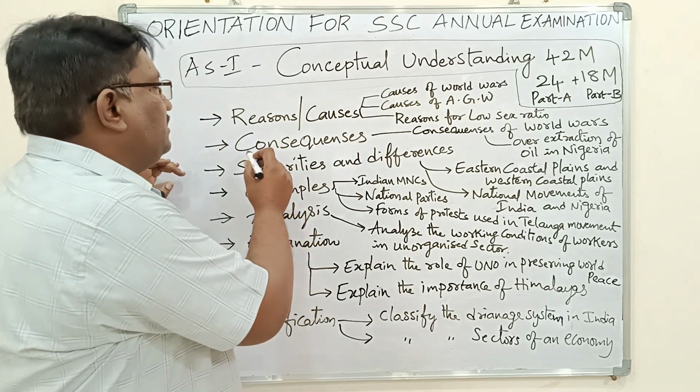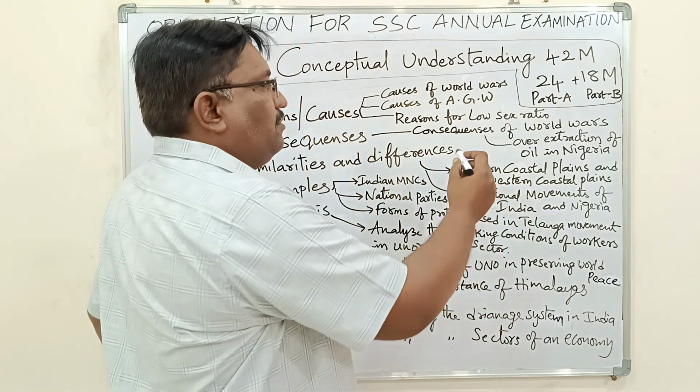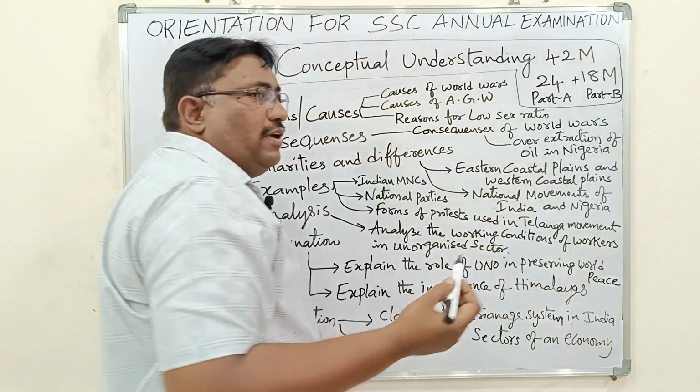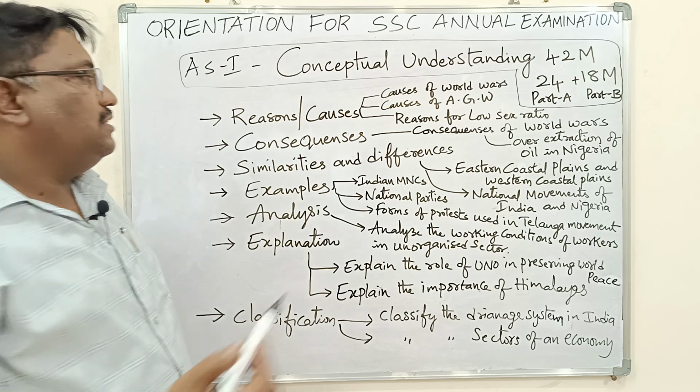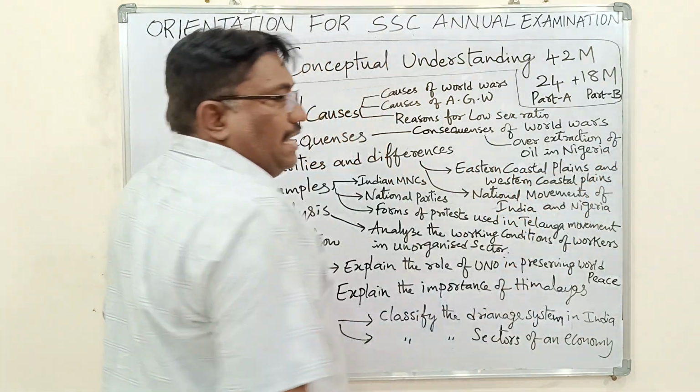The second indicator is the consequences. Consequences means results. So what are the consequences of the world wars? We have the First World War and the Second World War, and what are their consequences? What are the consequences of over extraction of oil in Nigeria?